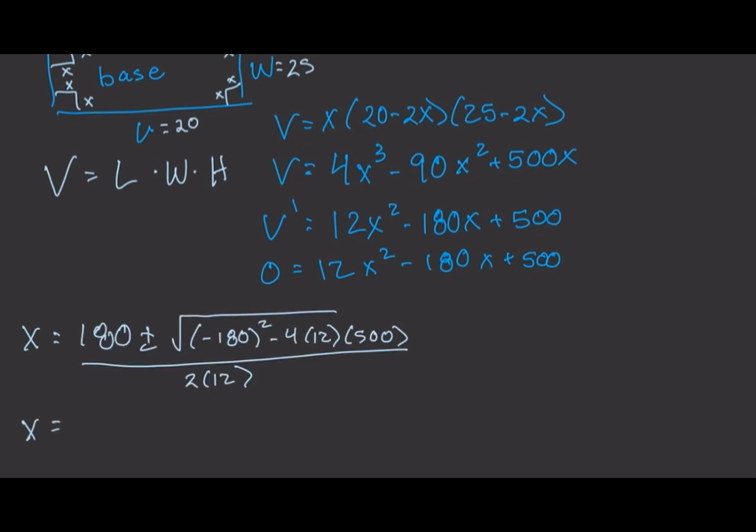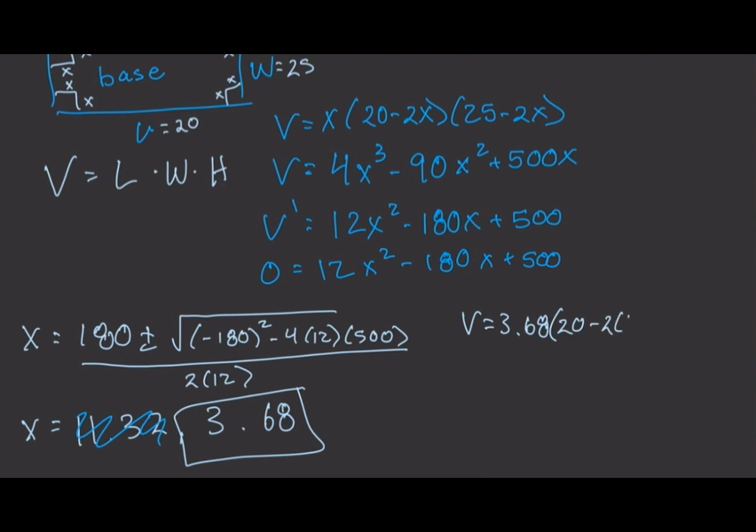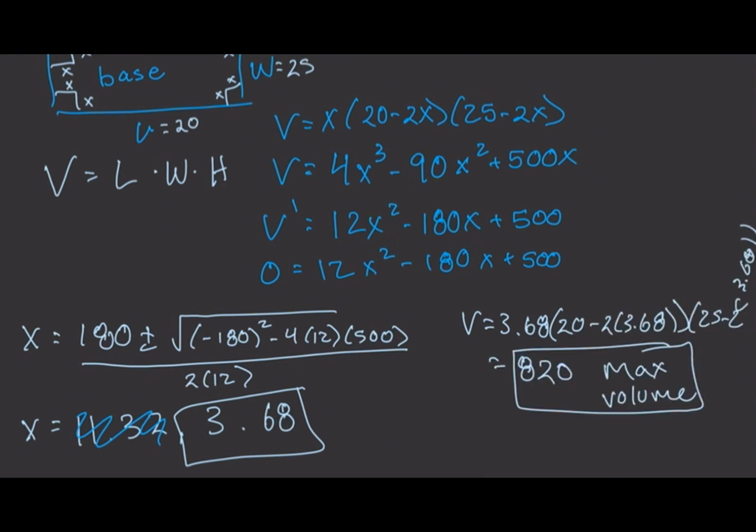The two values we get are 11.32 and 3.68. To find out which one is correct, we can plug them back into the volume equation. By doing this, we get negative 70 for the 11.32 value. This is the incorrect value, considering that volume cannot be a negative number. We plug in 3.68, we get 820. This is our correct answer. 820 is the maximum volume.